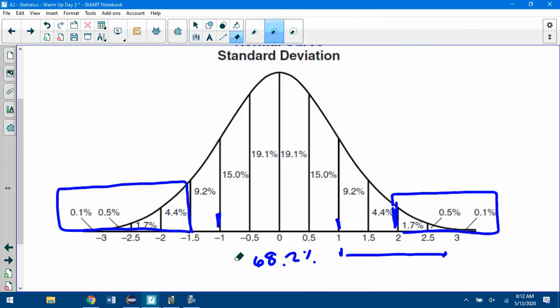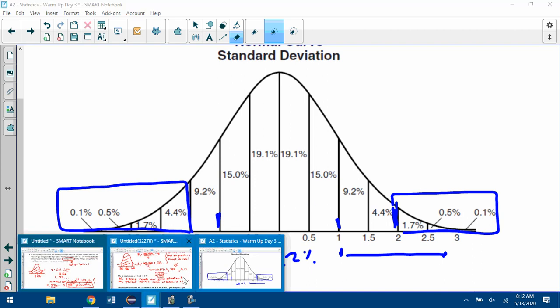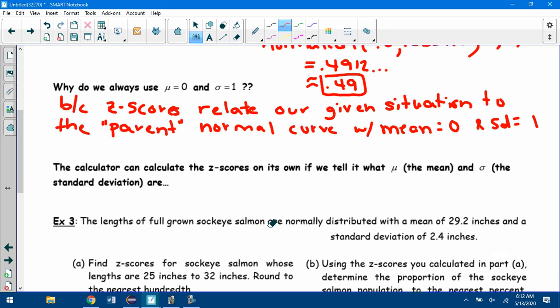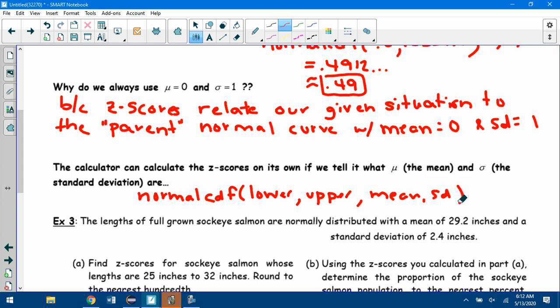I wanted you to understand what normal CDF was calculating. And now that I think you've got that, we can actually take that step out. So when I do normal CDF, we can just put our lower value, not a z-score, and we can just put our upper value, not a z-score, and we can put the actual mean and the actual standard deviation.